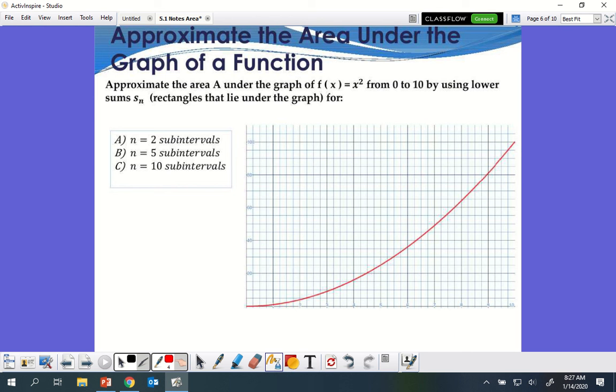B minus A. What's my B here? Try again. E would be 10, right? Minus A, which is over N. In this case, my N is? 10. There we go. And so my interval length is 2.